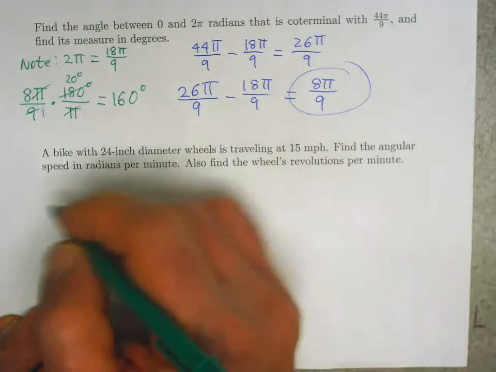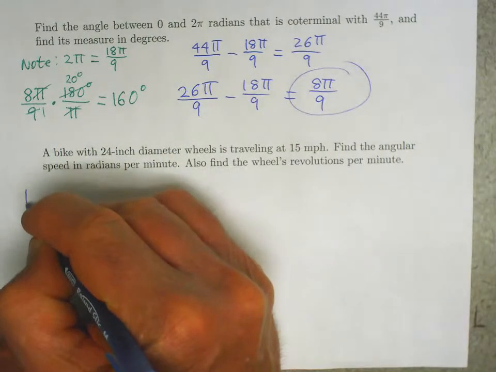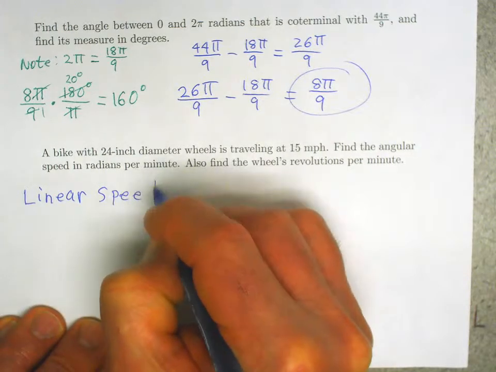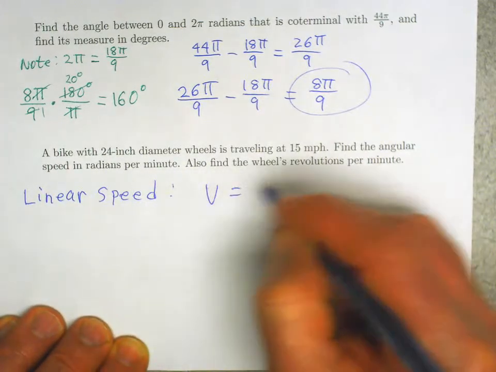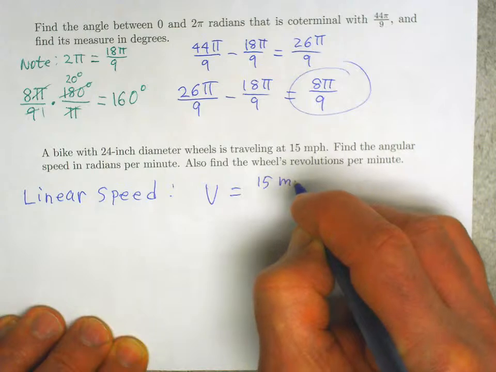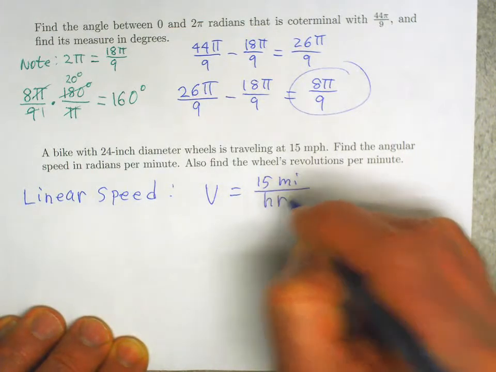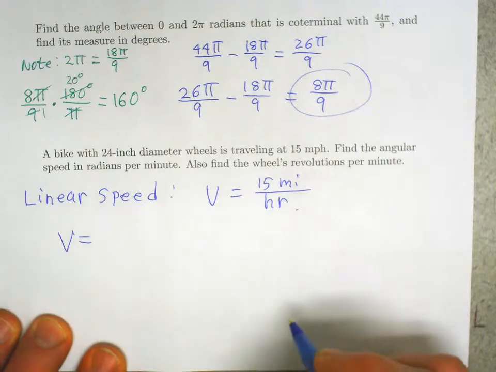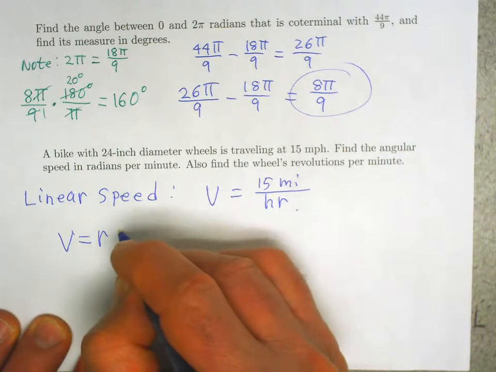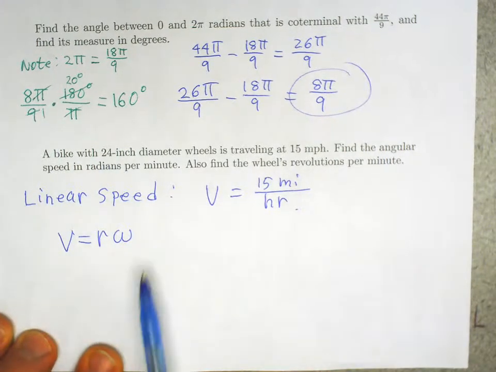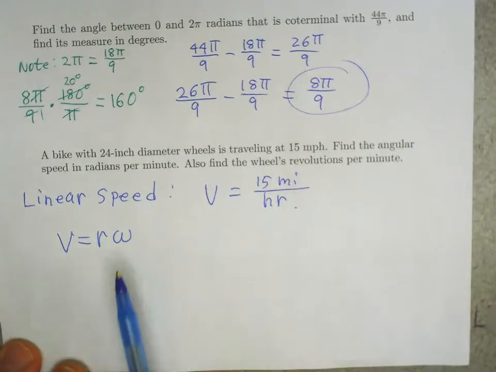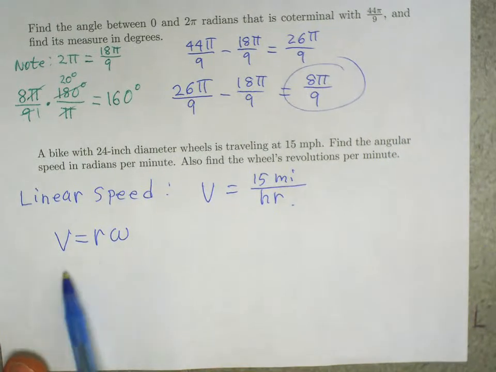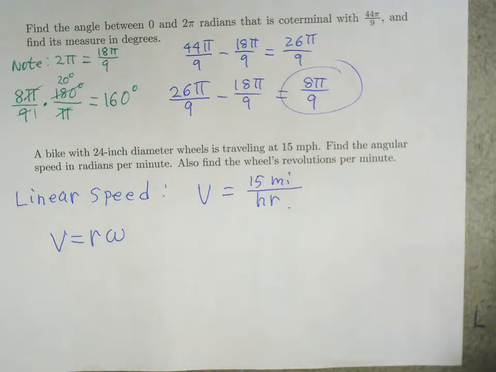Okay, so we're given the linear speed. The linear speed is given. So v is equal to 15 miles per hour. That's the linear speed. And then if you remember that v is equal to the radius times the angular speed, you can determine what the angular speed is. But we don't have time. We're out of time for now.